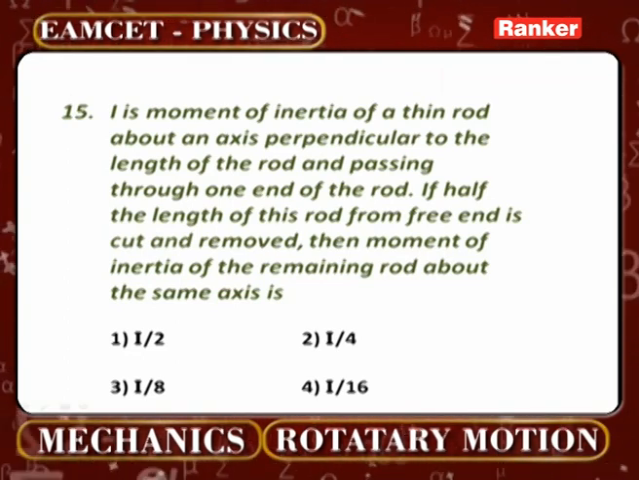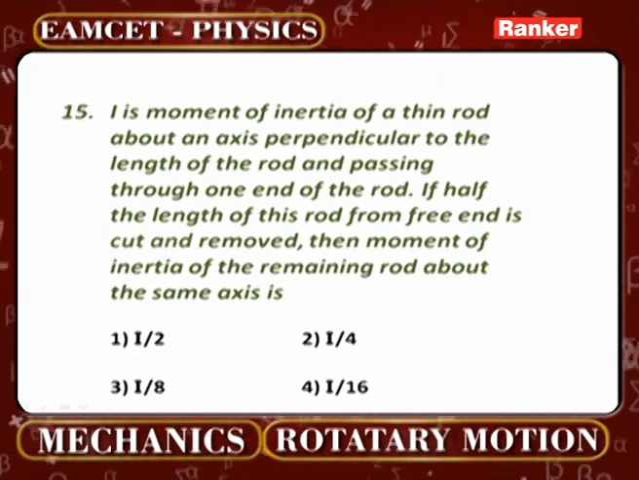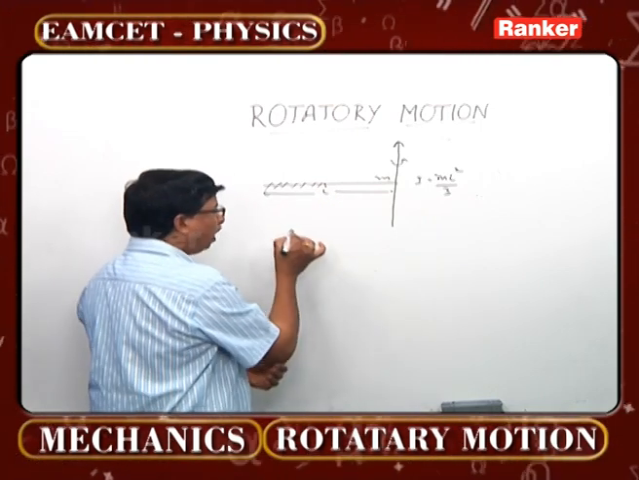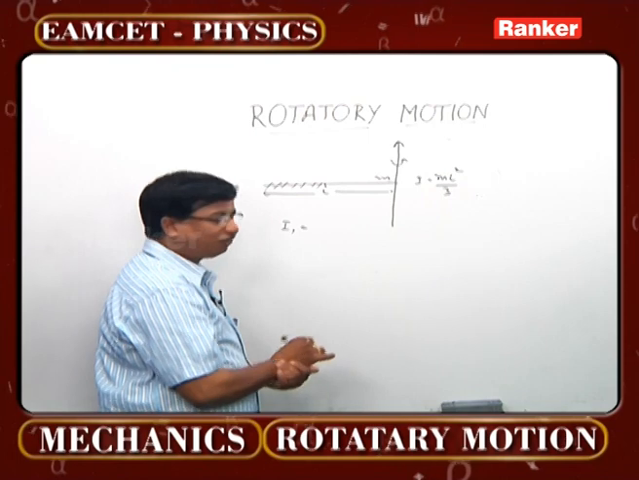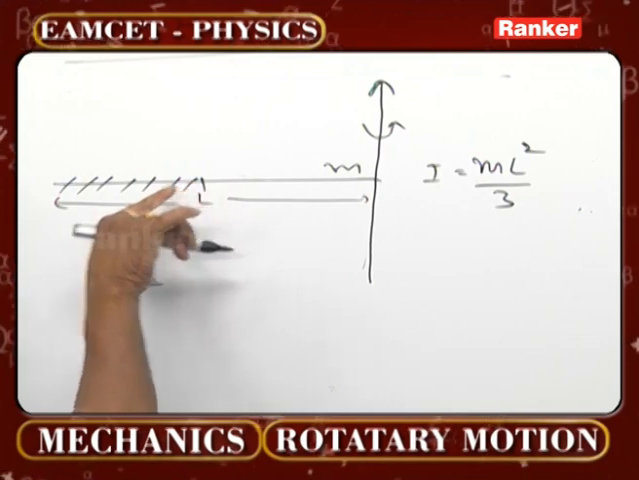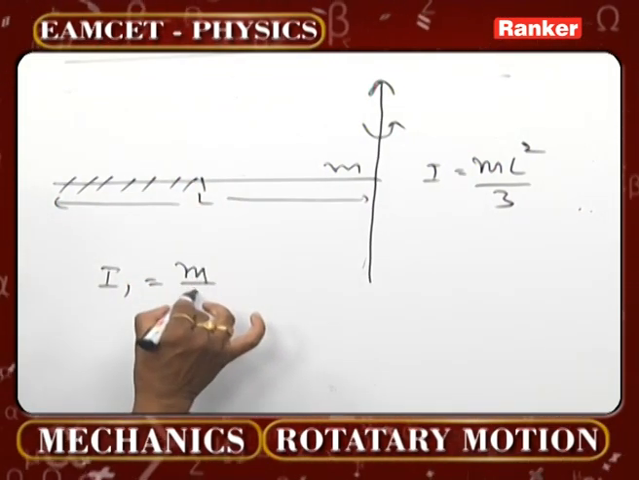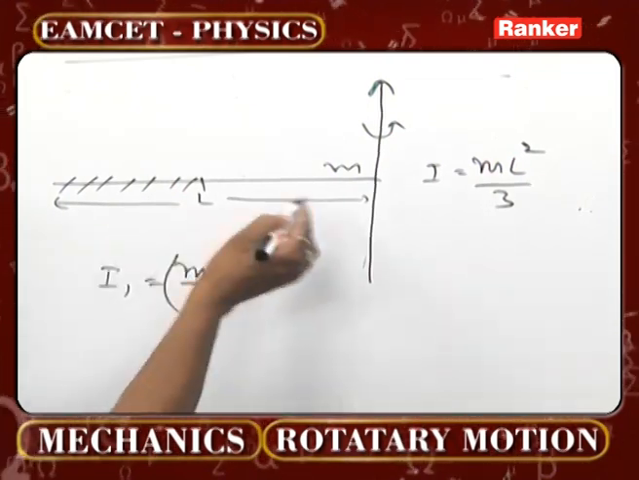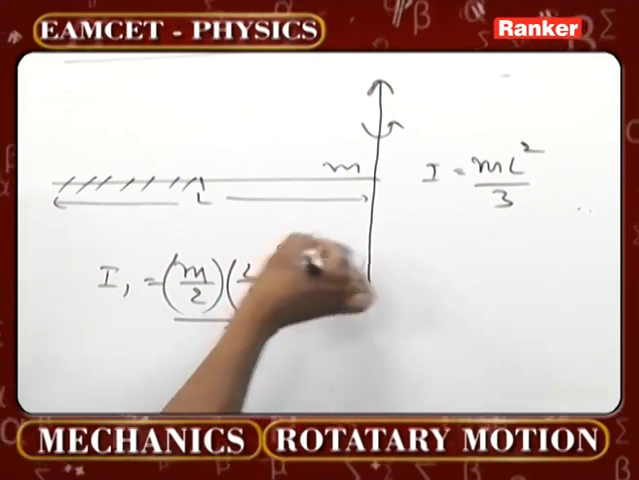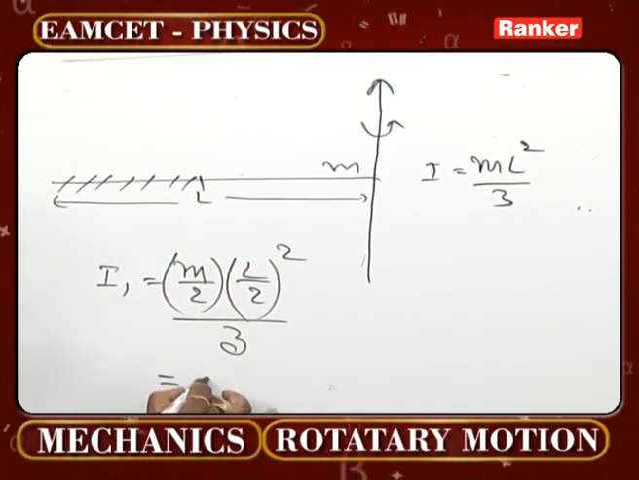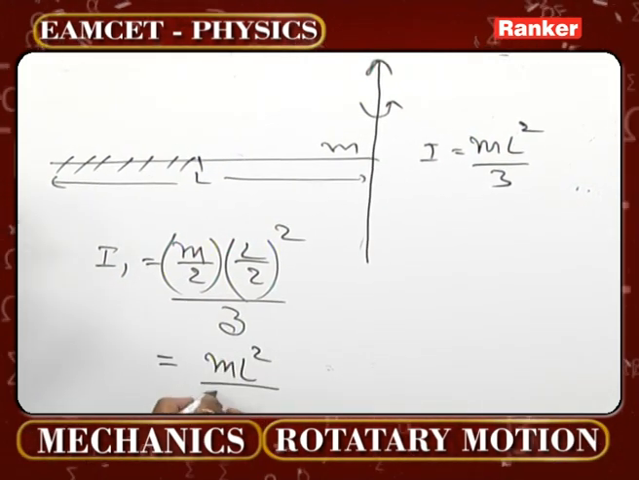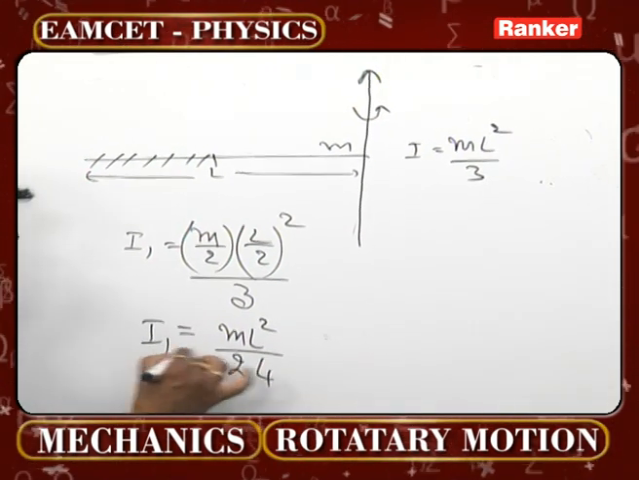Now what is he talking about? Half of this particular rod is now cut and removed. That means this much portion is now cut. Then what will be the moment of inertia? If I take it as I1, along the same axis means the same formula is to be taken. But when half of it is cut, what will be the present mass? It will now be m by 2. What will be the present length? It will now be L by 2, whole square, by 3. So what will this value be now? mL square by 2 square, 4 times 2 is 8, 8 times 3 is 24. This is the value of I1.